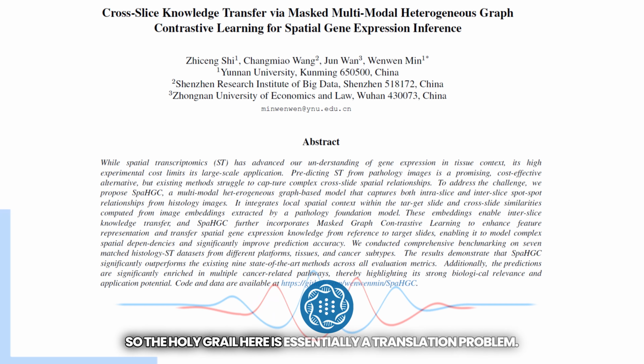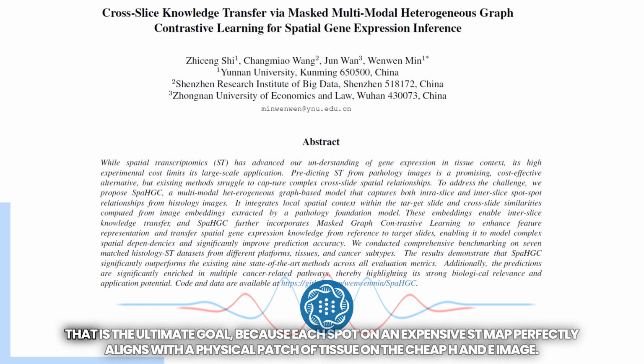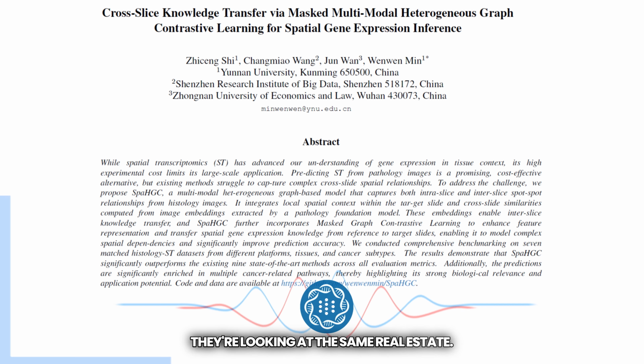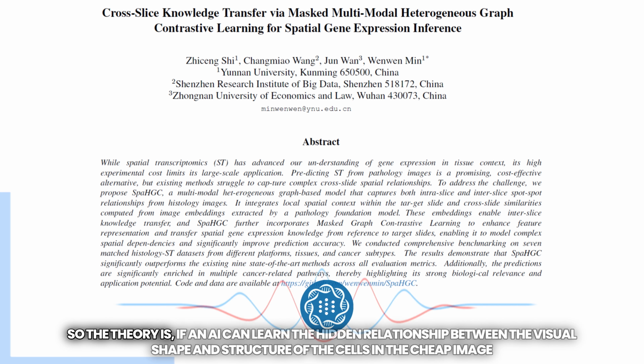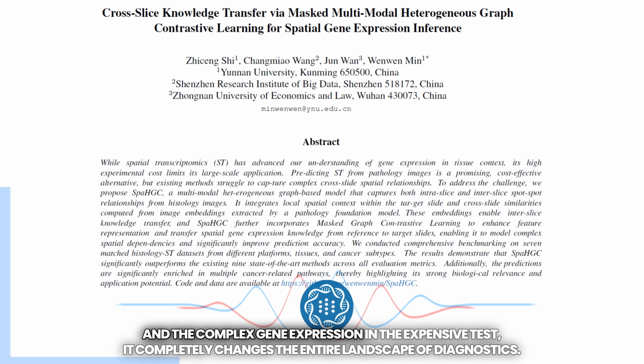So the holy grail here is essentially a translation problem. Can we predict the highly expensive, rare ST data just by looking at the incredibly cheap, ubiquitous H&E images? That is the ultimate goal. Because each spot on an expensive ST map perfectly aligns with a physical patch of tissue on the cheap H&E image. Right, they're looking at the same real estate. Exactly. There's a natural structural foundation linking them. So the theory is, if an AI can learn the hidden relationship between the visual shape and structure of the cells in the cheap image and the complex gene expression in the expensive test, it completely changes the entire landscape of diagnostics.